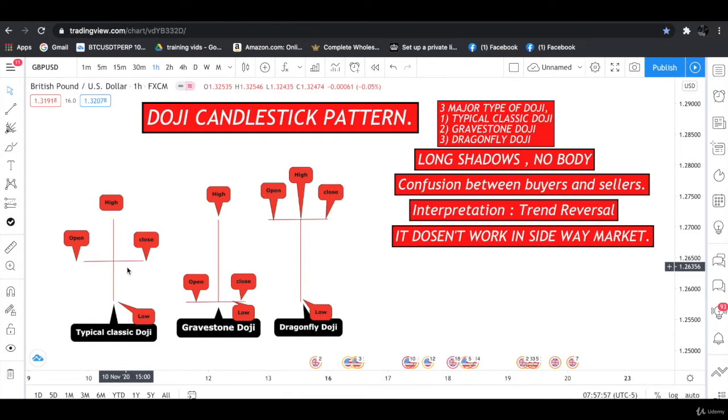The buyers tried hard here to drag the price up and the sellers tried hard to drag the price down. And the candle closed very close to the opening and closing part. So it means that there is a confusion state in the market.